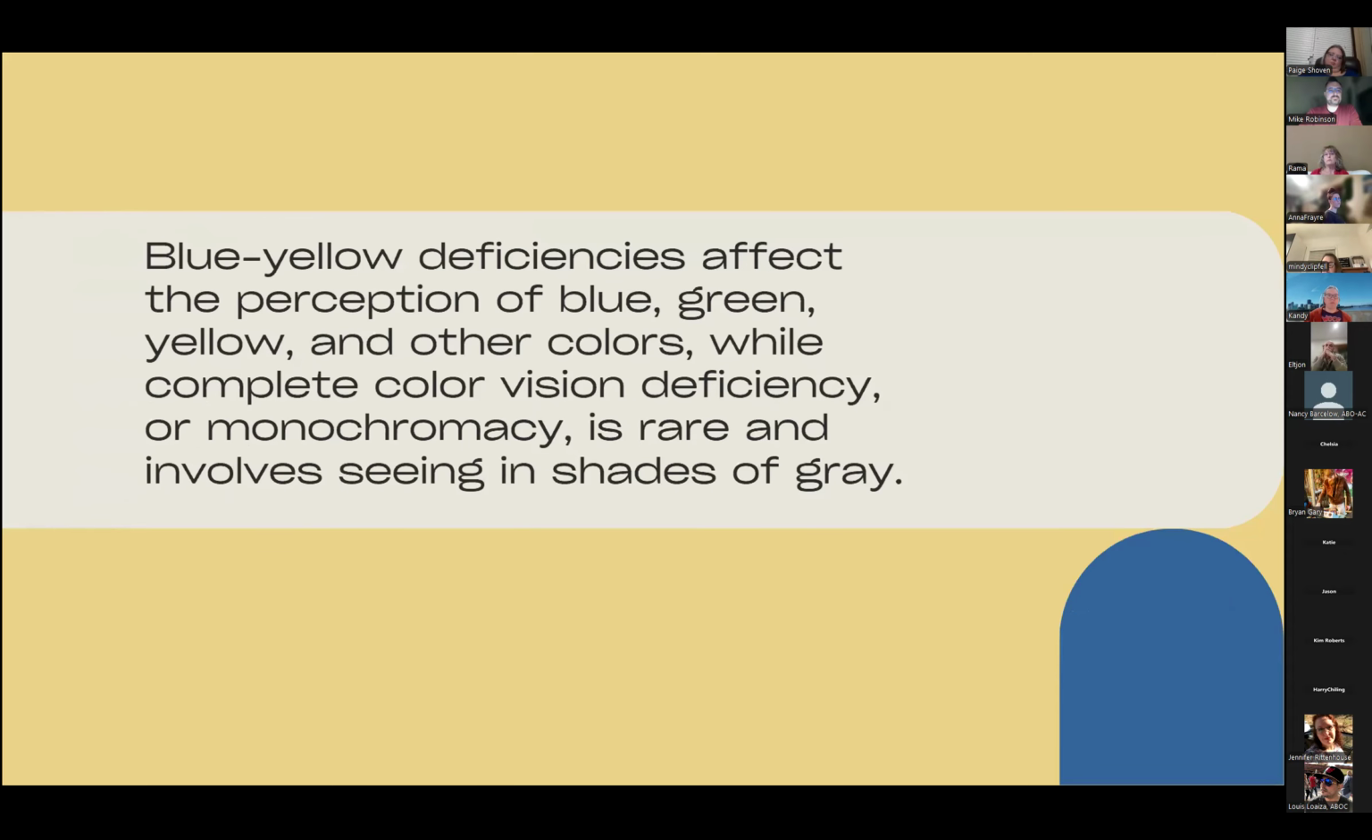The blue-yellow deficiency affects blue, green, yellow, and other colors that complete. Complete color vision deficiency is monochromacy, and it is very rare, and it involves seeing shades of gray. I don't know anybody that is all the way monochromacy. My grandpa was blue deficient. And funnily enough, my grandmother always bought him blue clothes. I don't know if he thought they were gray clothes, but everything in his wardrobe was a shade of blue.